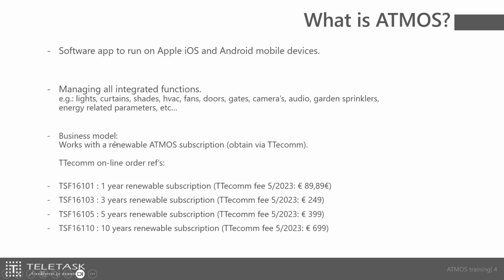The app is based on a SaaS model. So to obtain the ATMOS app on the smartphone of the end users, you just have to install it from the different stores, like from the App Store, for example, or Google Play Store. You just install Teletask ATMOS, and once it is installed, it can finally be configured.